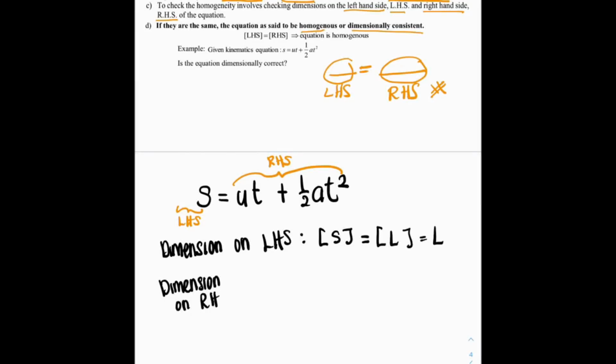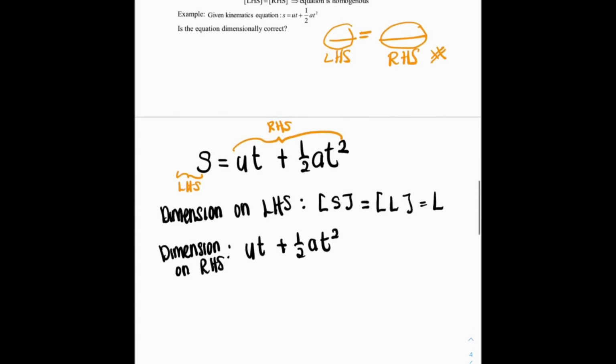Dimension on right hand side kita ada UT plus half AT square. Okay, selalunya bila kita nak guna kaedah dimensional analysis ini, apa yang kita akan buat adalah setiap kali kita jumpa any operation such as plus ataupun minus, kita akan split dia kepada dua bahagian. Maksudnya dekat sini kita ada tambah, betul tak? Maka ini akan jadi part 1 of the right hand side equation, ini akan jadi part 2 of the right hand side equation. And kita kena analyse dia part by part.